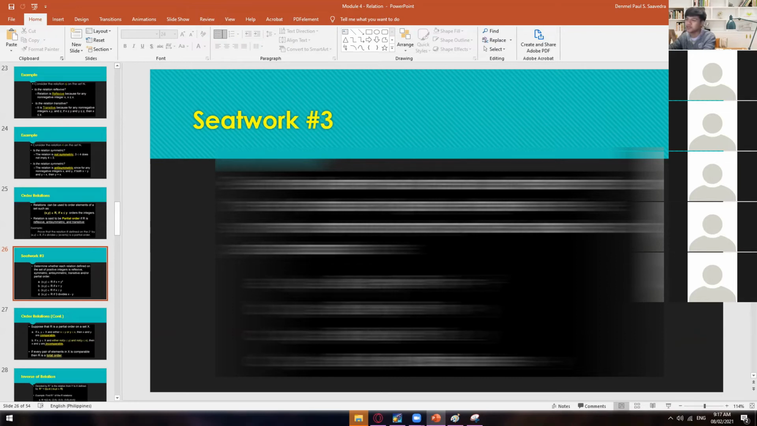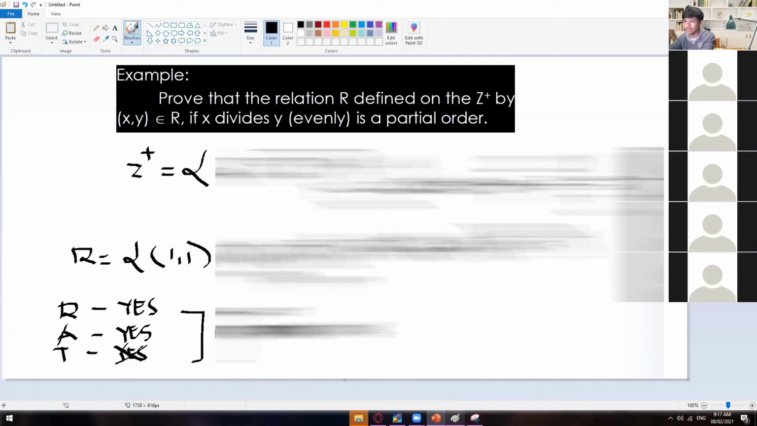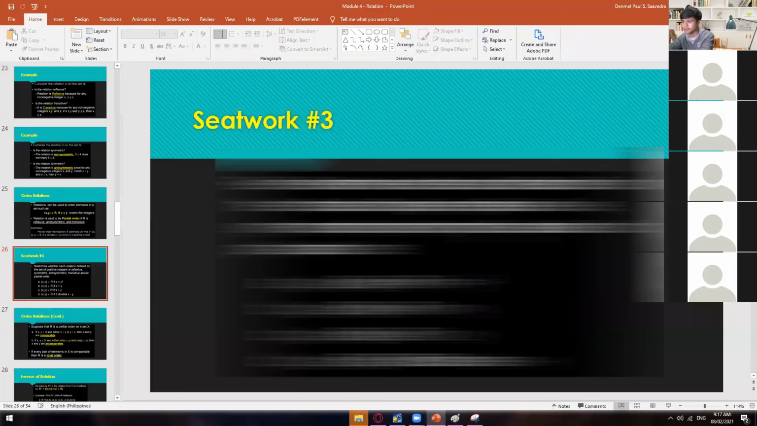You will do this one using Microsoft Word or handwritten. I want you guys to show the same as what I did on the past example. You have to list all of the possible elements and then the possible ordered pairs or relation set, and then we have those conditions. All right, so are we clear so far? Yes, sir. All right.